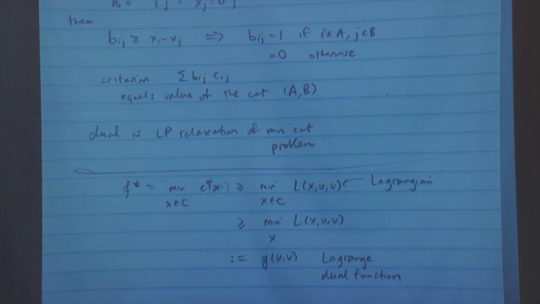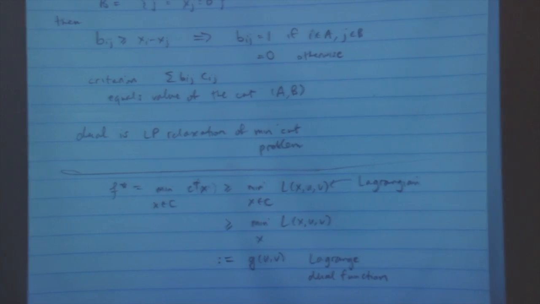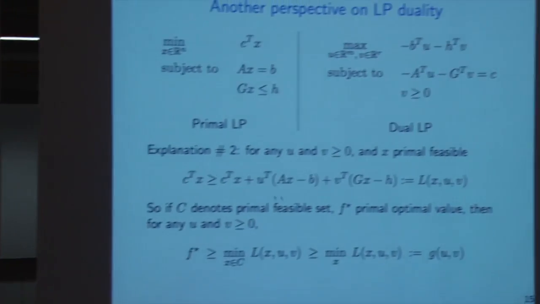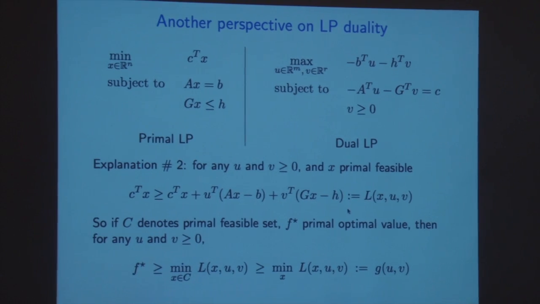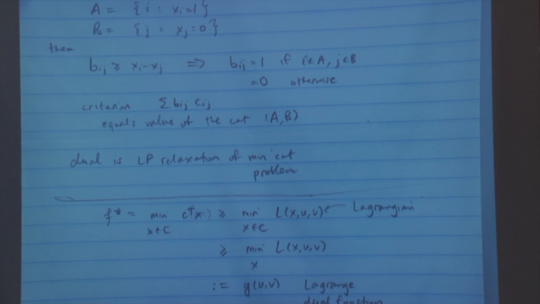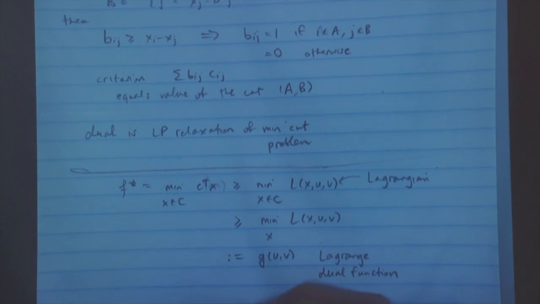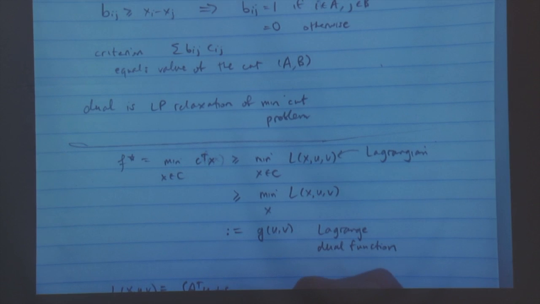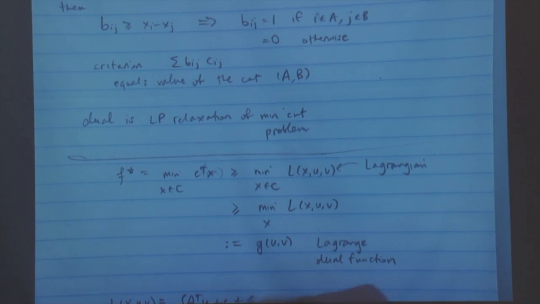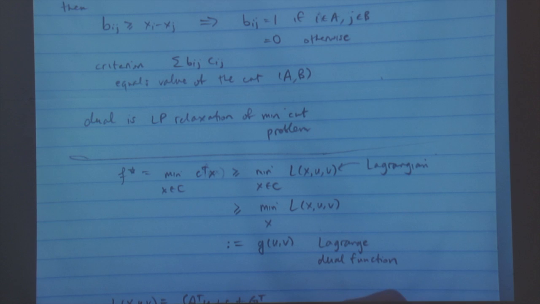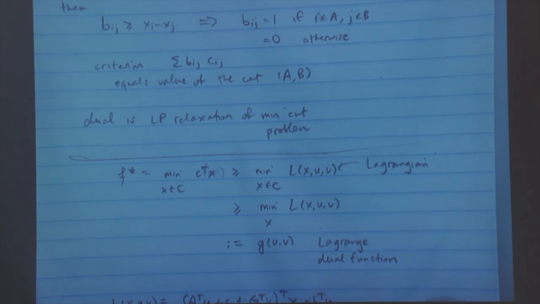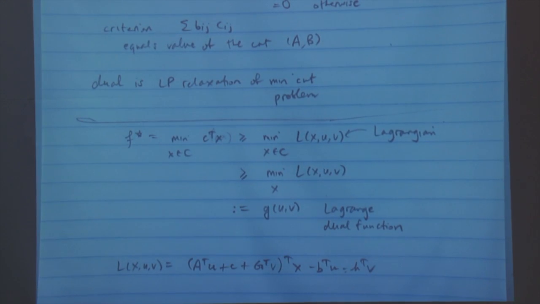In this example, let's just try to minimize this Lagrangian over all x. What was the Lagrangian? Let's just write it out. L(x, u, v) is equal to, let's rearrange it to get all the terms in x: (A transpose u plus c plus G transpose v) transpose x. And I also get minus b transpose u minus h transpose v. Just rewrote what I had in the slides.